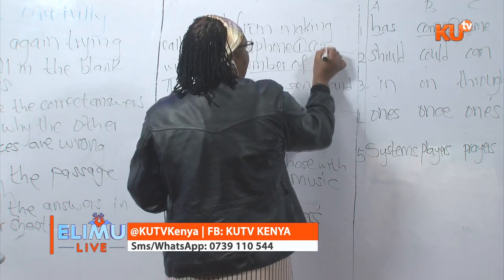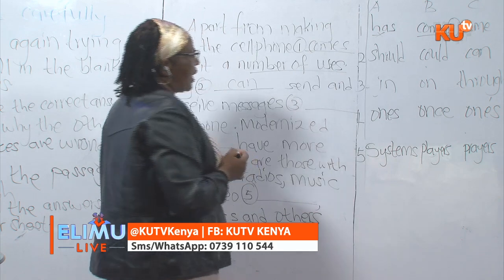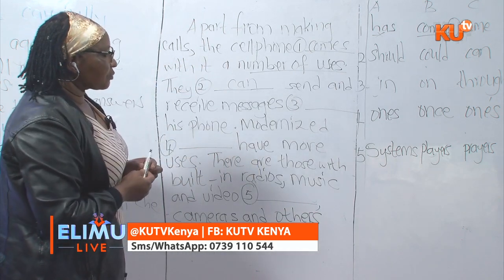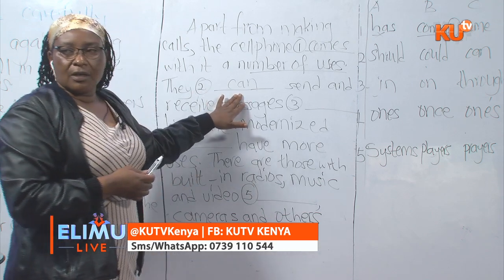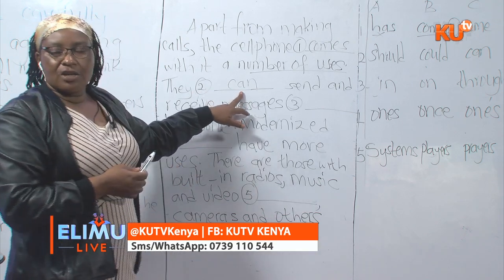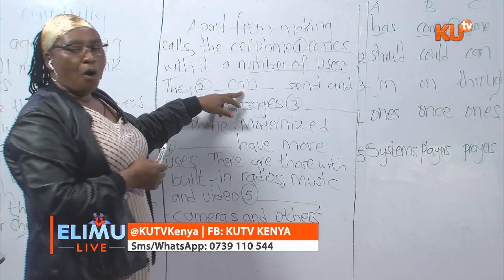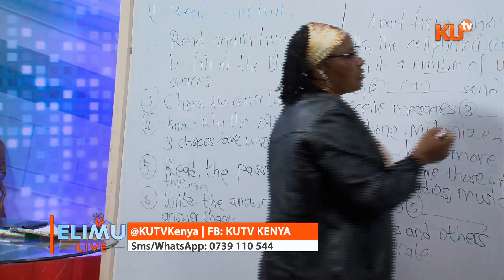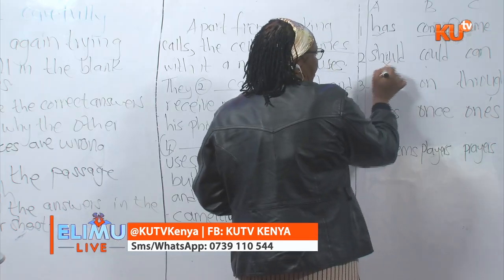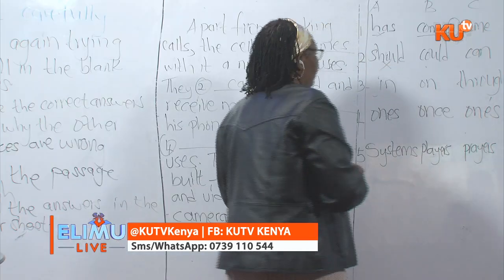That is the correct answer that I chose. I forgot to write the correct choice for number 1. So here, the word can shows us what the mobile phone is able to do. Why is choice A wrong?